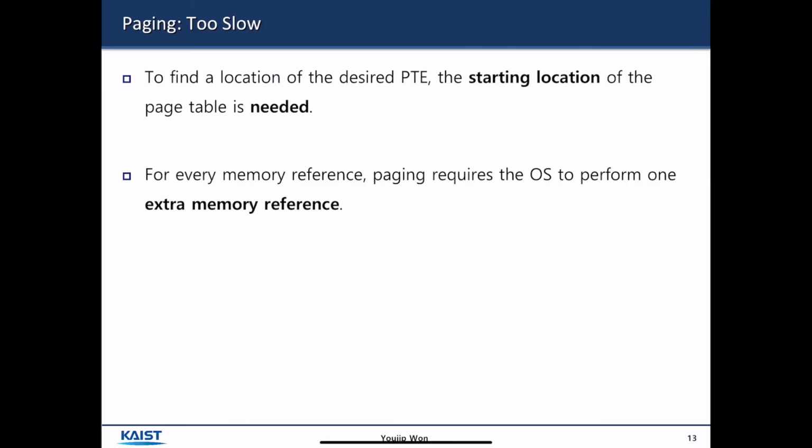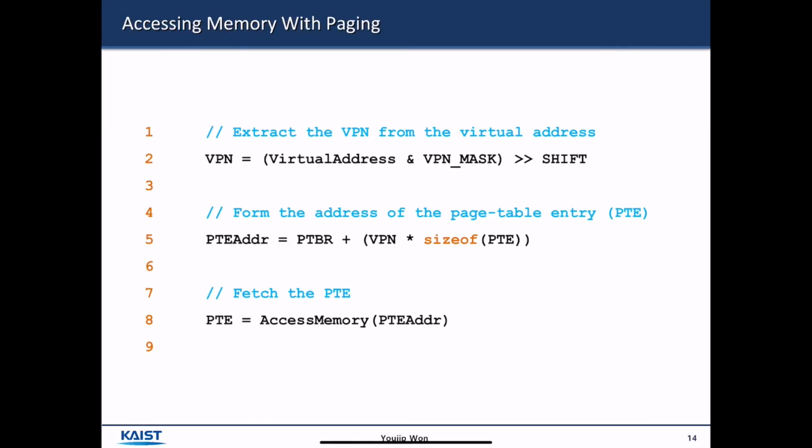So to find the location of the desired page table entry, every memory reference with paging requires the OS to perform one extra memory reference.